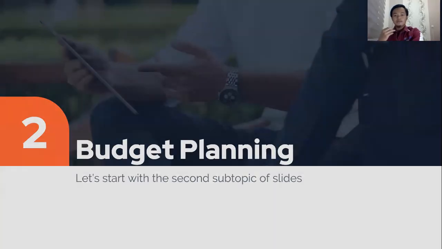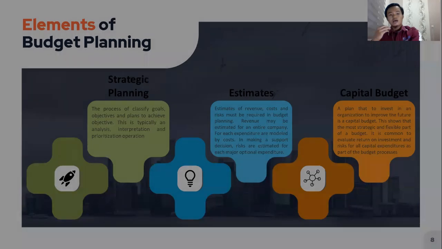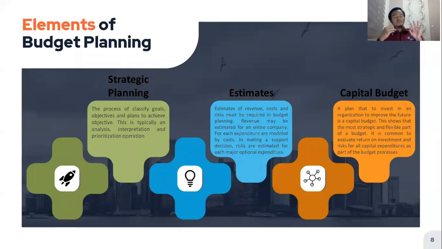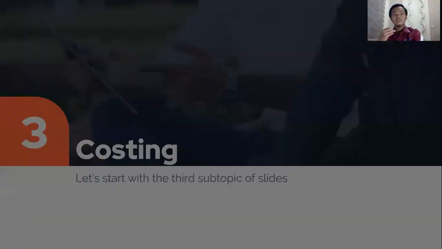Next is budget planning. The definition of budget planning is the process of developing a budget for an organization, department, team, program, project, or initiative. There are six elements of budget planning. First, strategic planning. Second, estimate. Third, capital budget. Fourth, operating budget. Fifth, cash budget. And lastly is budget control.